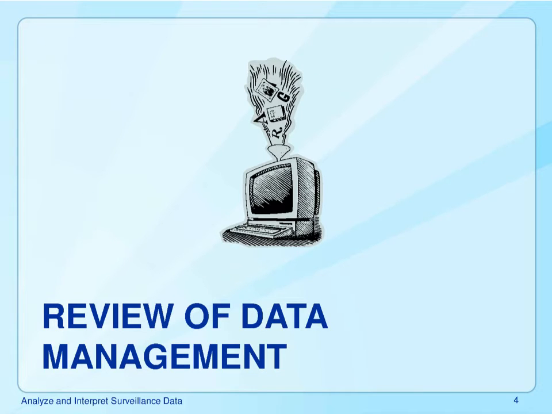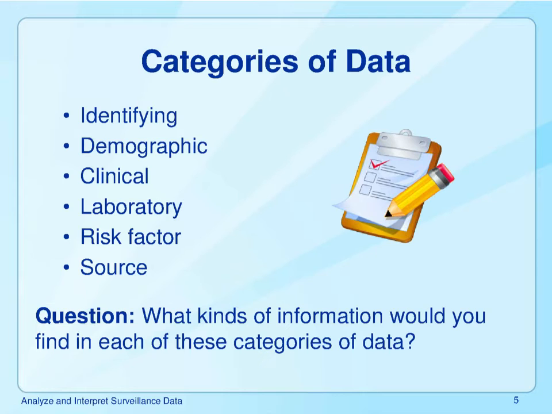So to start with, let's do a quick review of data management, and we'll do that in the following slides. Now, in general, there are going to be 6 categories of information or data collected as part of an NCD surveillance system. And these include identifying data, demographic data, clinical data, laboratory data, risk factor data, and of course, source data. And you can see all of those on the screen there. Now, let's talk about what each of these mean and give some examples.